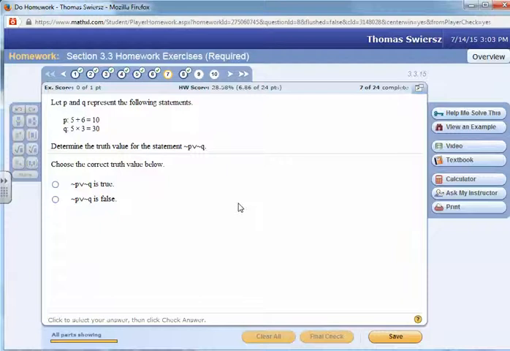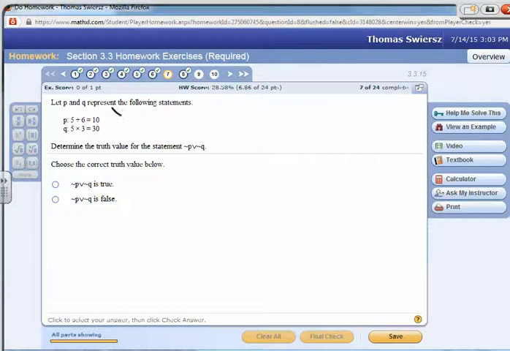All right, homework exercise number 7. 5 plus 6 equals 10. So we know that's wrong, and 5 times 3 is 15, so they're both false, right? So in this case, my statements P is false and Q is false. 5 plus 6 is 11, 5 times 3 is 15.